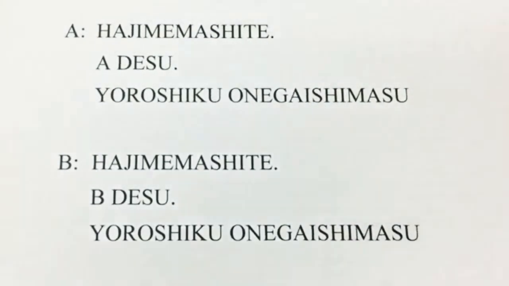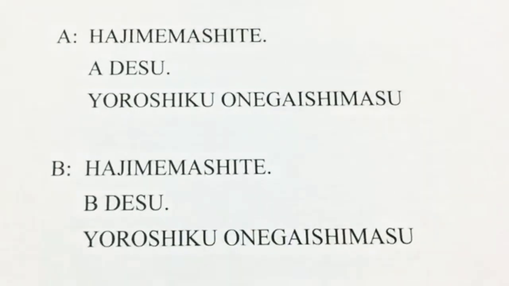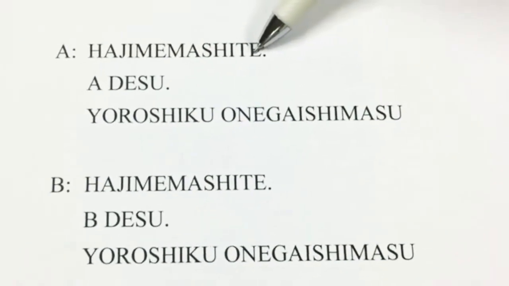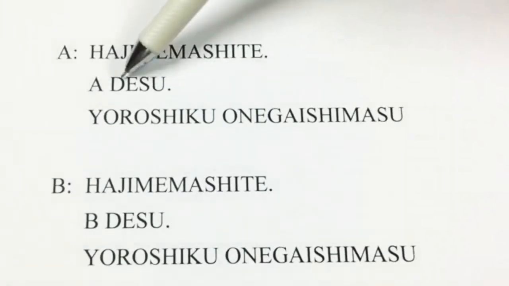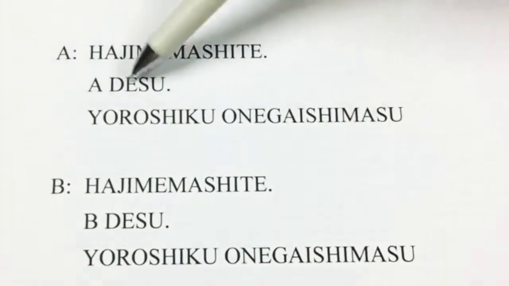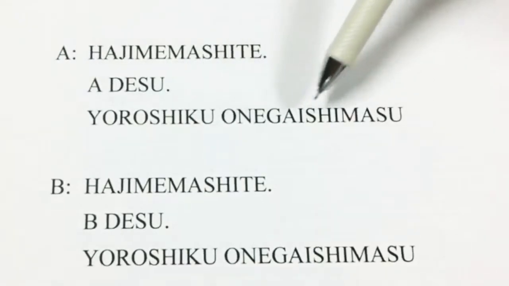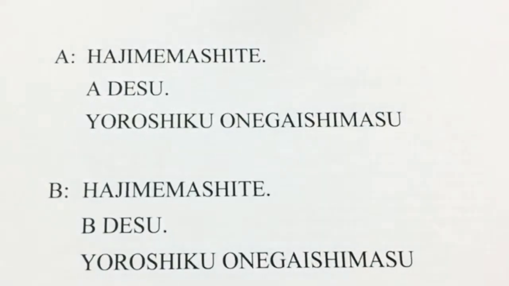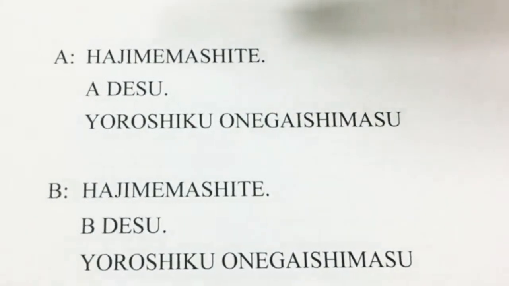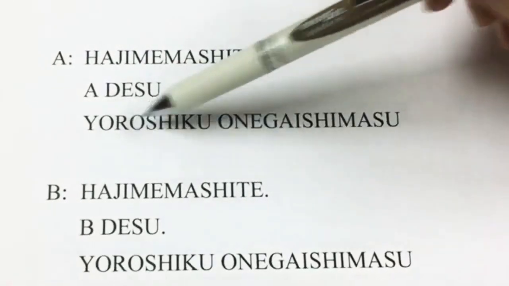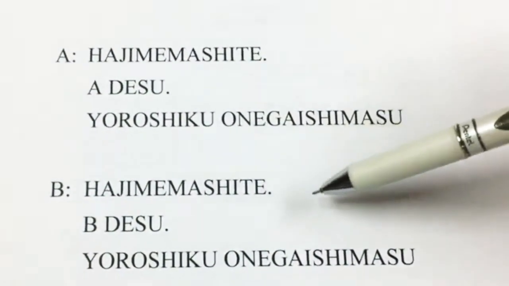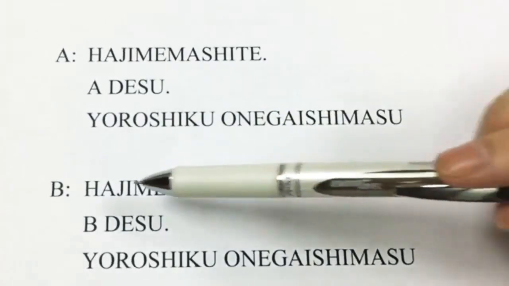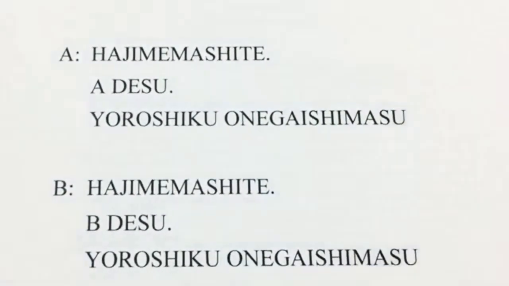most of the time you say はじめまして。How do you do? It's nice to know you. I'm A. A です。I'm A. よろしくお願いします。I'm glad to know you. Please take very good care of me. So if you hear Japanese people say はじめまして、よろしくお願いします, you have to answer the same thing.